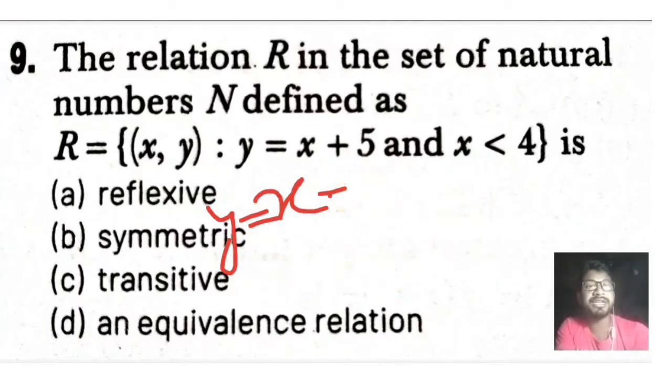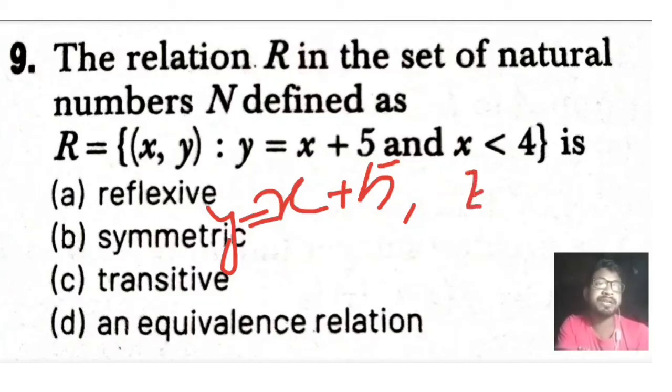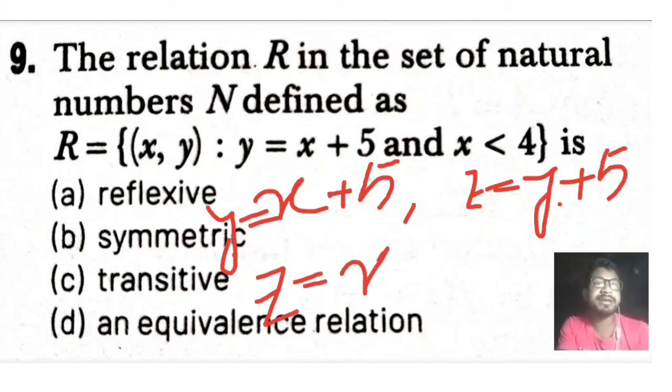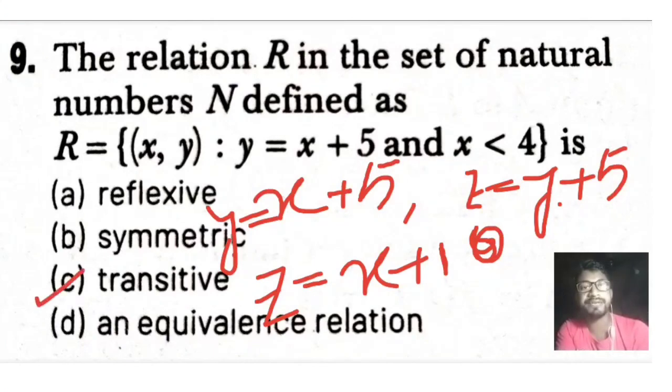Now we have to check for three values, y is equal to x plus 5 and take another value (y, z), then it should be z is equal to y plus 5. So from these two we have to prove z is equal to x plus 5. So put this value here. So we can say that z is equal to x plus 10 and it's possible. So this relation is only transitive.